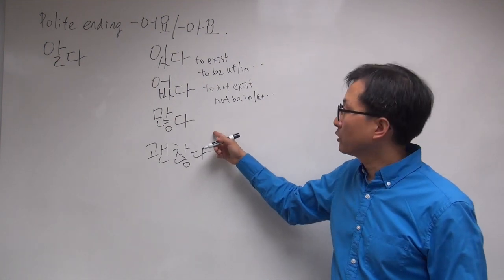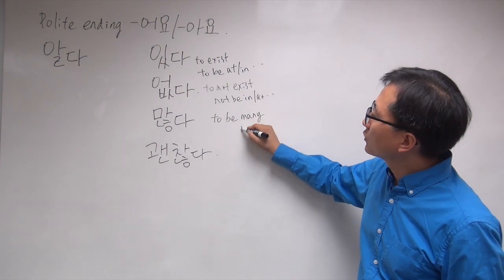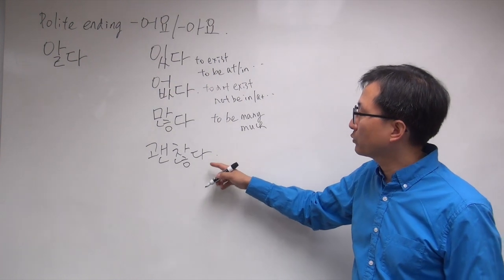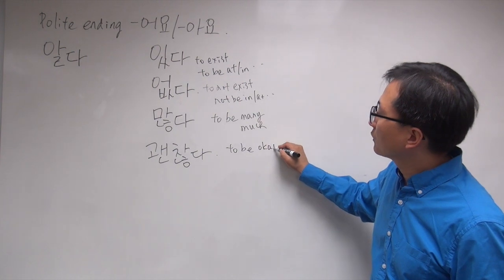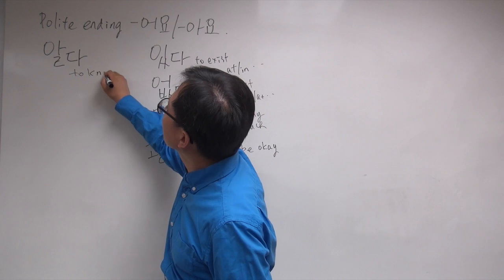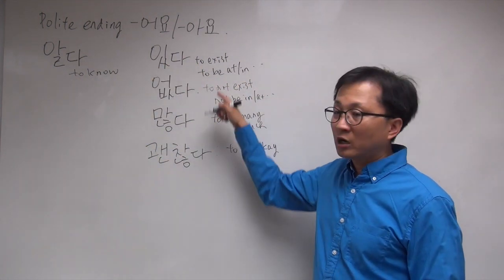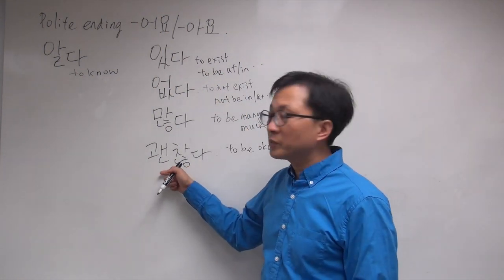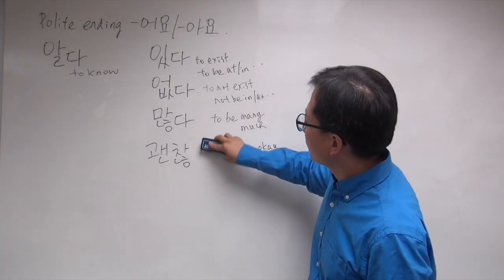많다, what's the meaning of 많다? To be many, much. 괜찮다, to be okay, to be alright. 알다, to know. They all end with 다. Why do they have 다? They are dictionary form. Dictionary form is stem plus 다. Then let's just leave only the stem part.